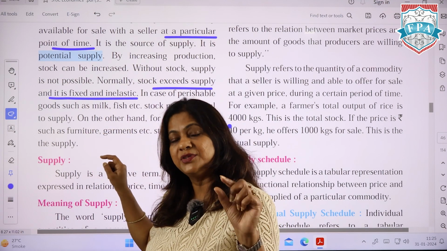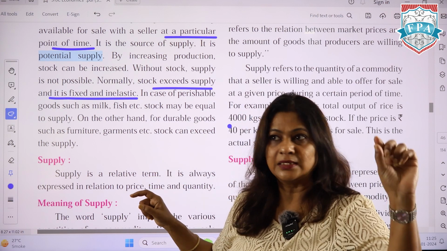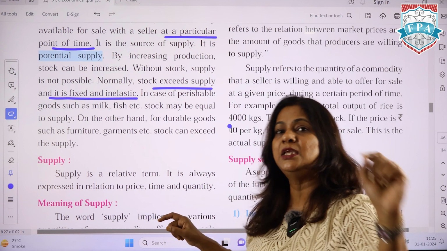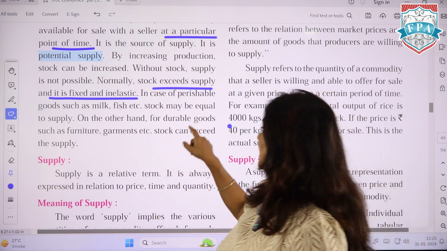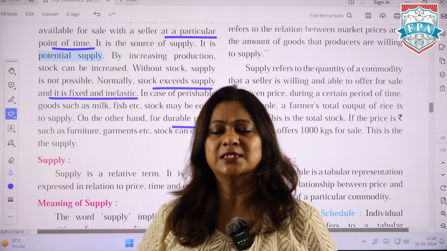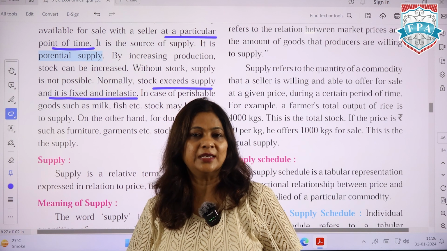मैं इस लाइन को emphasize कर रही हूँ, 2 marks के लिए आता है, right? या reasoning assertion में आ जाता है एक line, is this correct or not? So in case of perishable goods, stock may be equal to supply, but in case of durable goods, stock can be higher than supply, because see, stock is the source for supply. I hope you are very clear.